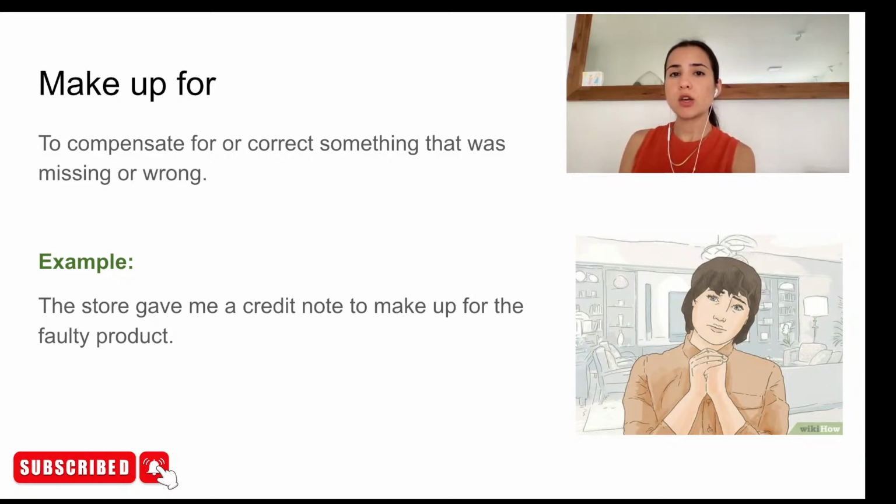What is something you have done to make up for a mistake in the past? It could be, for example, I apologized and gave my sister a present to make up for the way I treated her yesterday when I was stressed out.